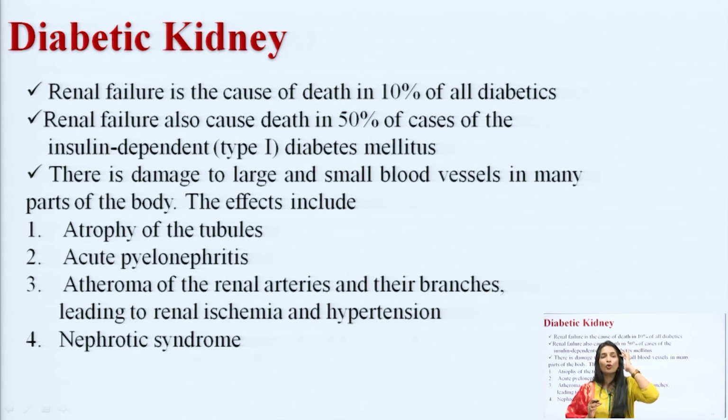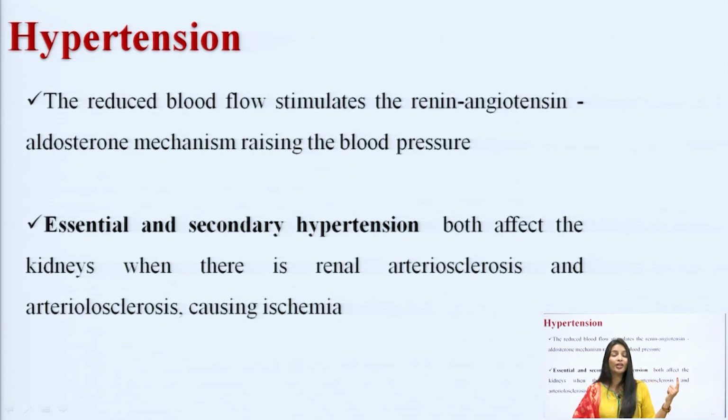So if I am talking about here, there is a damage. What is going to happen in the diabetic kidney? Here the large vessels, the small vessels, whatever it may be, get damaged, which causes the atrophy of the tubules and the acute pyelonephritis, which causes the atheroma. What is meant by atheroma? Fatty deposition or forming of plaque inside the arteries. So it is called an atheroma. Nephrotic syndrome is also one of the causes.